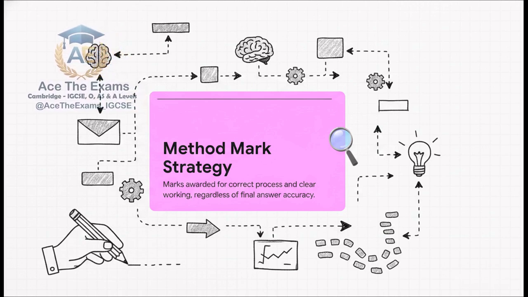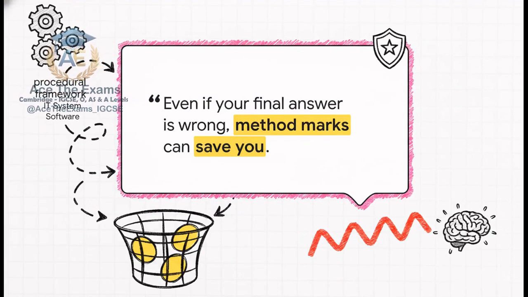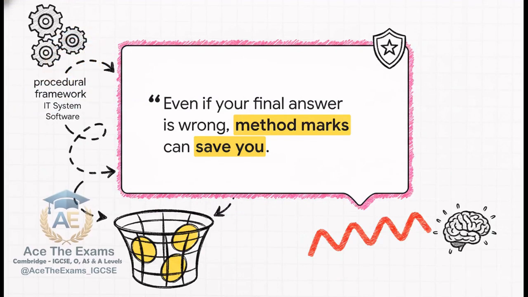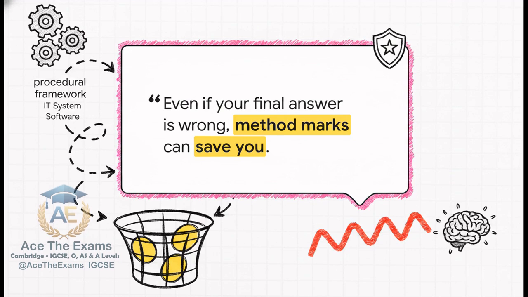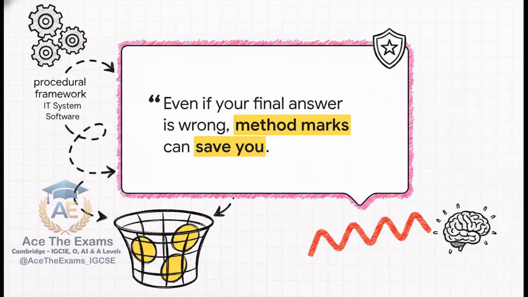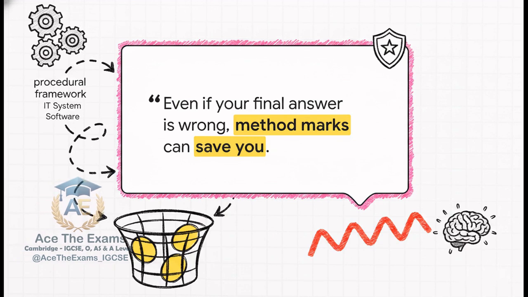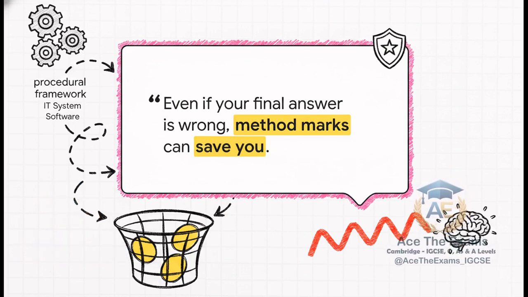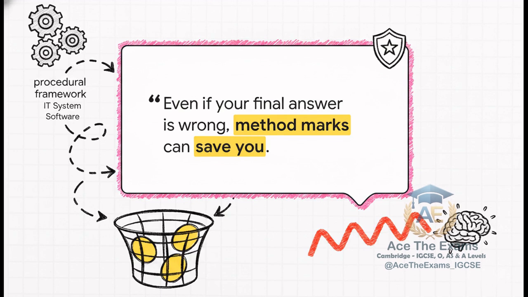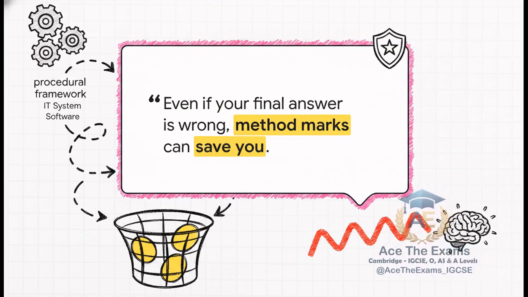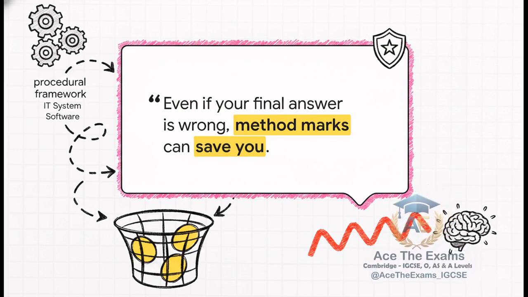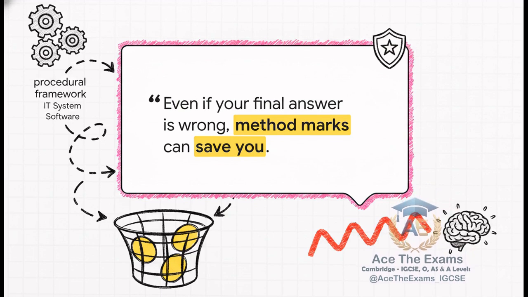Even if you completely botch the final conclusion, the examiner rewards you for the structured logic you showed to get there. I want to read this direct examiner alert verbatim with all the dramatic emphasis it truly deserves. Listen closely. Students lose marks by not showing working. Even if your final answer is wrong, method marks can save you. Showing your work is not busy work, folks. It is not some annoying chore your teacher makes you do. It is a strictly defined, highly strategic safety net.